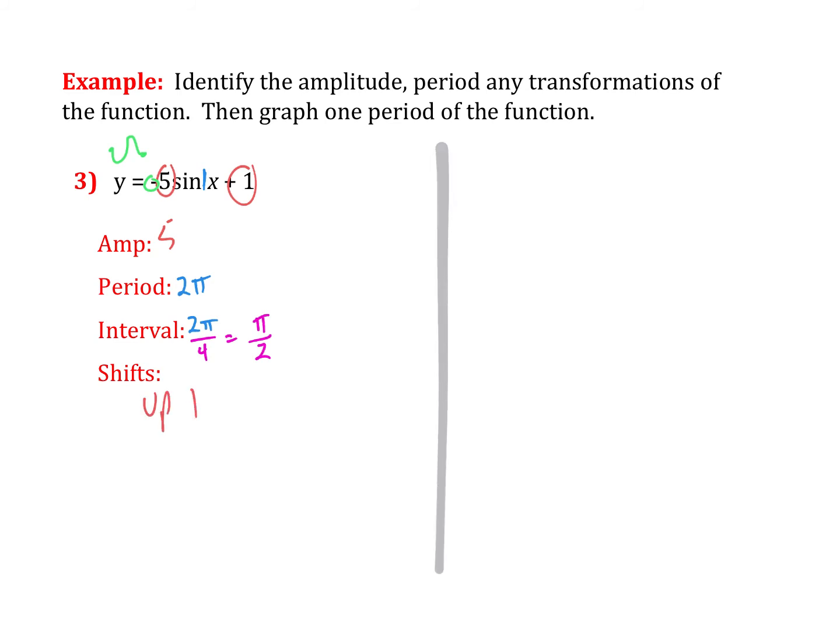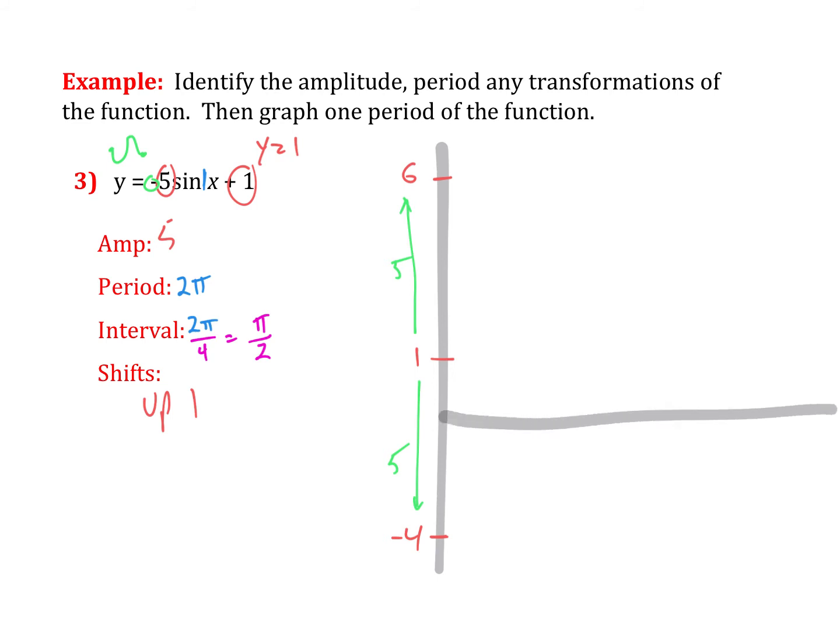I'll start off by setting up my y-axis. My midline matches the shift, so the midline is y equals 1. From there I go up 5, because that's the amplitude, and I go down 5, because that's the amplitude. So that puts me at 6 up top and at -4 down to the bottom. Now that I have my y-axis set up, I can figure out where my x-axis would go. It's definitely going to be between a positive and a negative value. My guess is somewhere around here-ish. There's my x-axis.